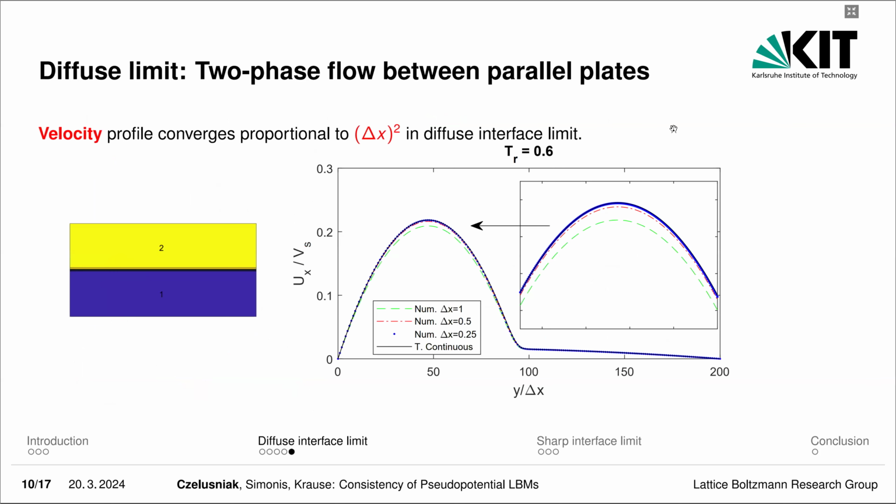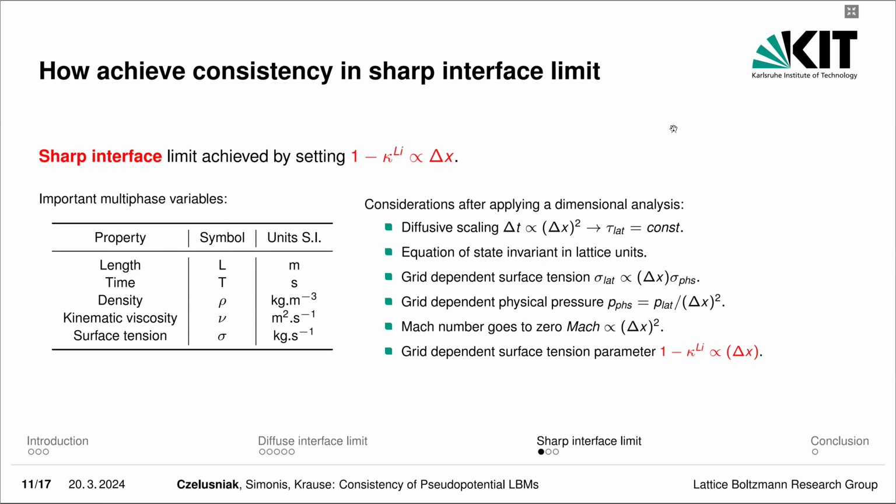I also did the two-phase flow between parallel plates. So we have two different phases. And again, this is not the solution considering a sharp interface, it is already a solution for a diffuse interface. But again, when we increase the grid, we converge to the correct solution. And also there are a lot more tests that we need to explore.